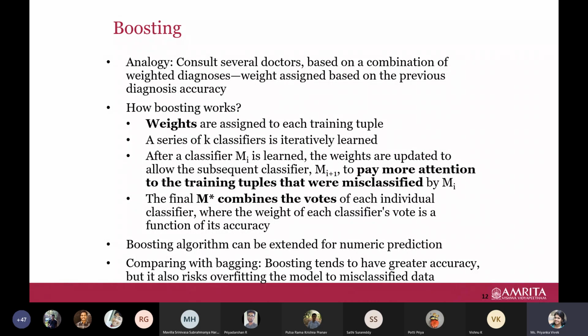Of course, it performs better than bagging. But since we are giving more attention to the training tuples, meaning whenever a sample is misclassified we give it more weight, it is like we are trying to overfit the model to that misclassified data. So that kind of risk might be there, but boosting performs better than bagging.